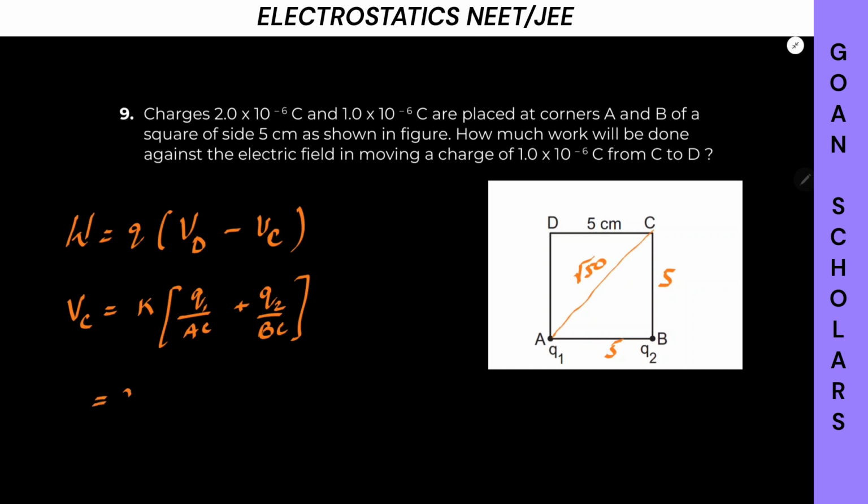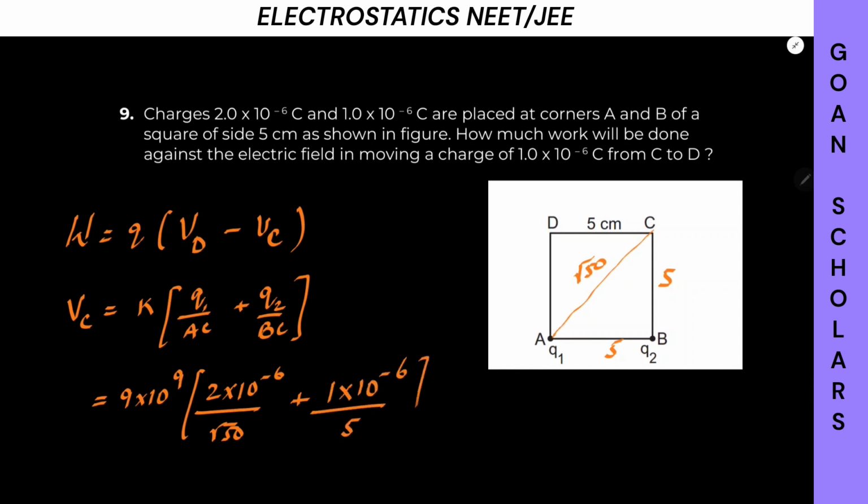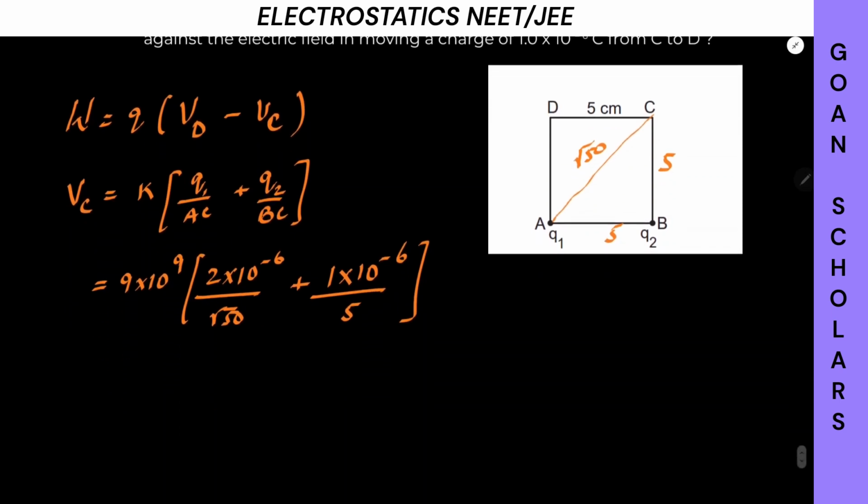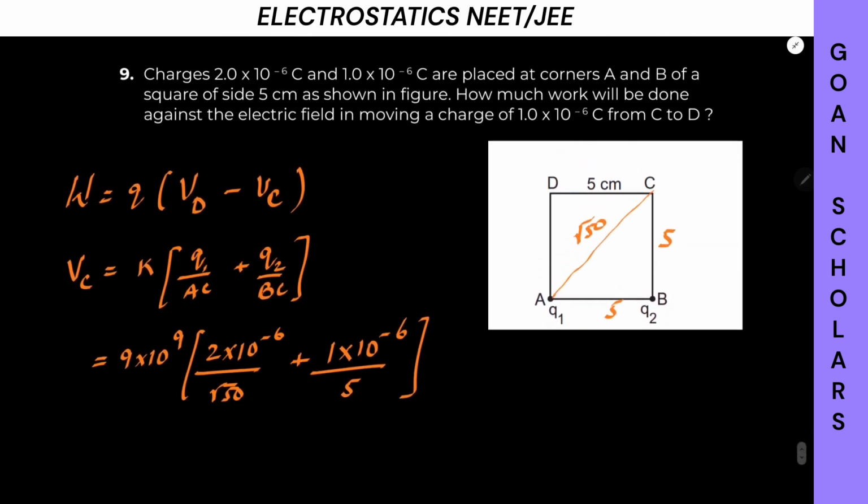Okay, so VC is how much? Let me write here 9 into 10 to the power 9. Q1 is nothing but 2 into 10 to the power minus 6 upon AC, which is root 50, and then it is plus Q2. Q2 is how much? 1 into 10 to the power minus 6 whole divided by BC, which is 5, right?